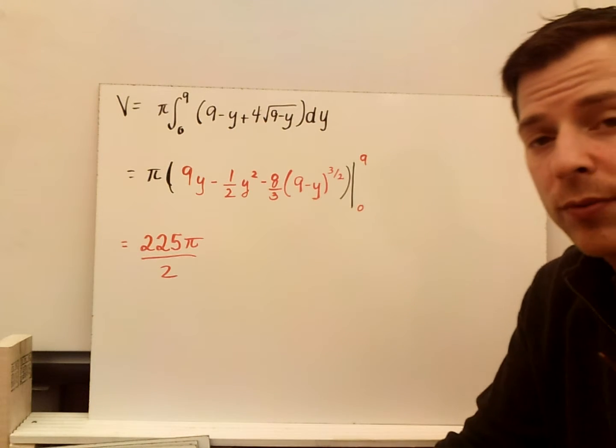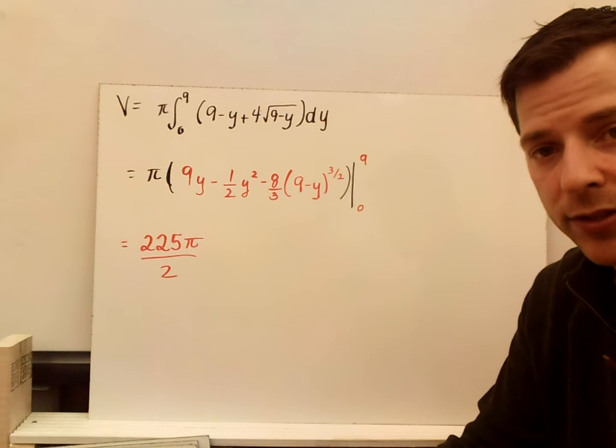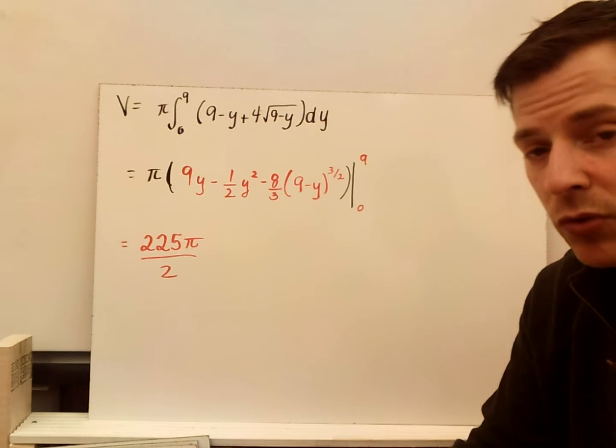So those are 3 more examples on the volumes of revolution. You saw a couple washer methods on 1 and 3, and example 2 was a disk method.